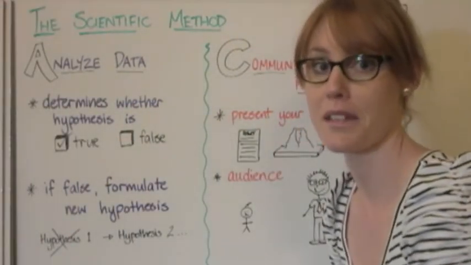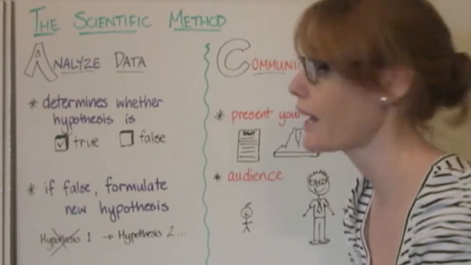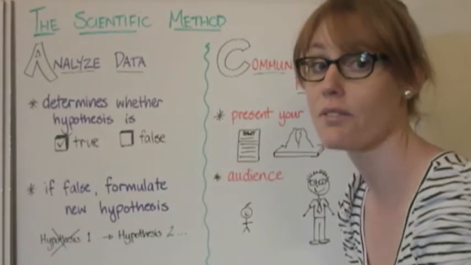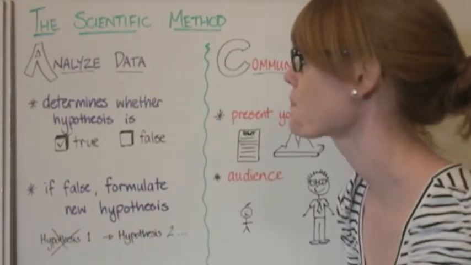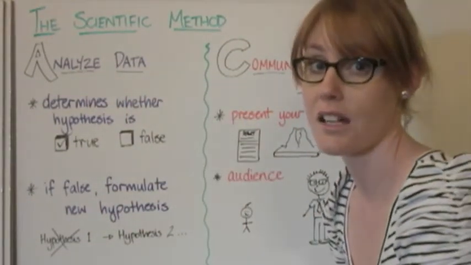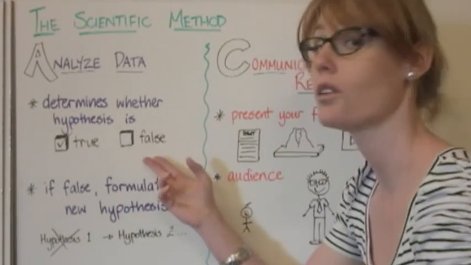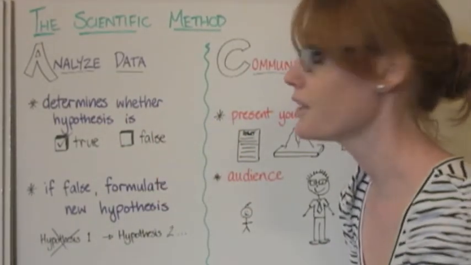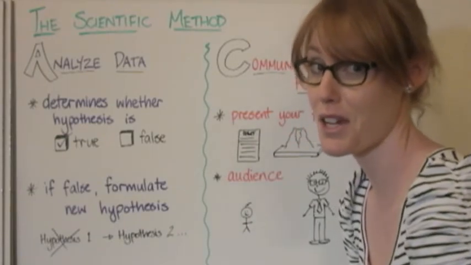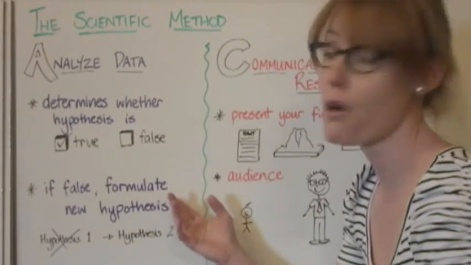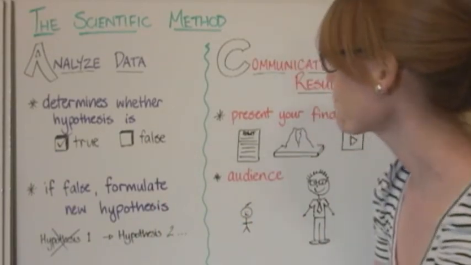Once we've tested with an experiment, we should have a whole range of data that we can look at and analyze. And that's the fifth step of the scientific method, to analyze the data. When we analyze the data, we determine whether our hypothesis has been proven true or false. If it's true, great. If it's false, we might need to adjust and go back a few steps, formulate a new hypothesis, and do the experiment again.